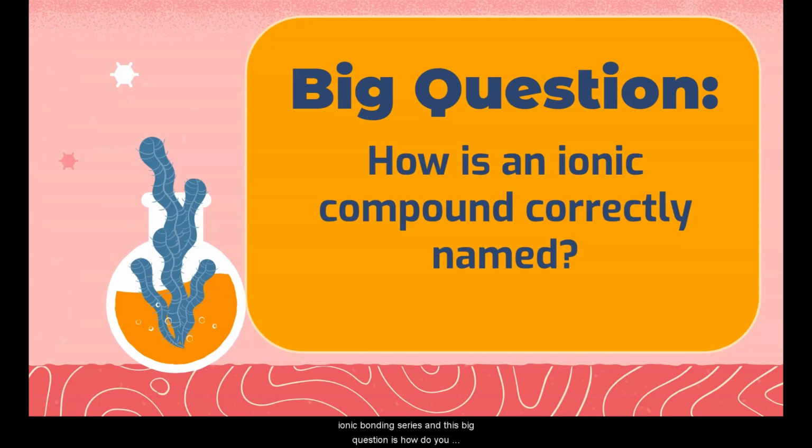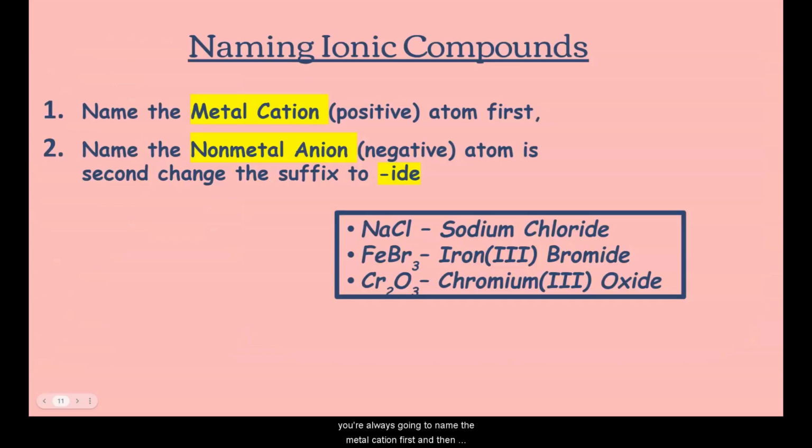We're in our ionic bonding series, and the big question is, how do you correctly name an ionic compound? Well, that depends on two things, so let's look into it. First, you're always going to name the metal cation first, and then you're going to name the non-metal anion. It's going to be your root plus ide. So let's look at what that means for just a second.